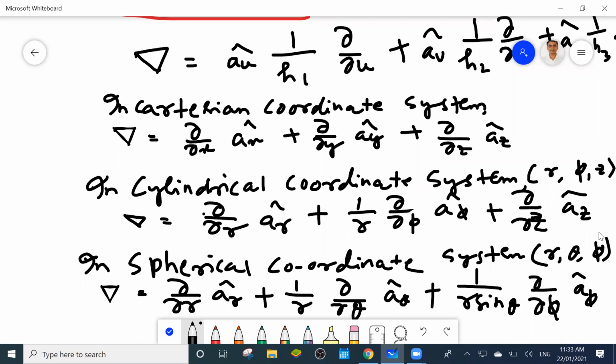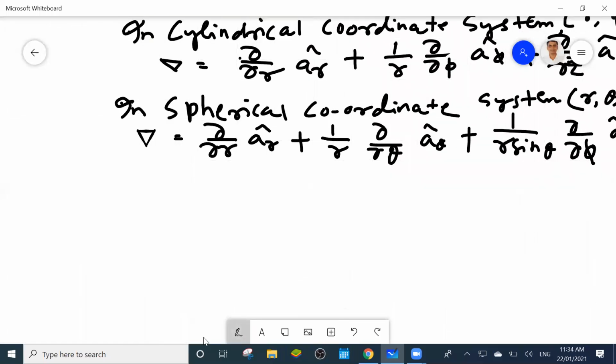Clear, everyone? Now, how we will convert this one: in some cases they are also asking about rho, phi, z in the cylindrical coordinate system. In some books the notation is rho, phi, z. You refer to the Sadiku book, what is written there? I think rho, phi, z.